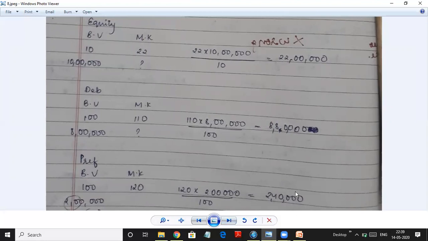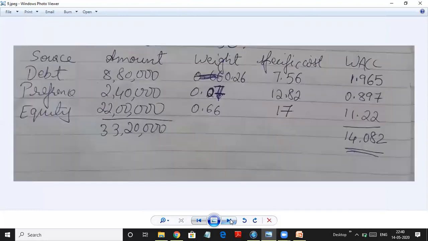So using these market values, we will now find the weighted average cost of capital. Debt 8 lakh 80, preference 2 lakh 40, equity 22 lakh. The total comes to 33 lakh 20,000. You can find the weightage: 8 lakh 80 divided by 33 lakh 20 gives 0.26. 2 lakh 40 divided by 33 lakh 20 gives 0.07, and the last one is 0.66. These are the costs that you calculated.